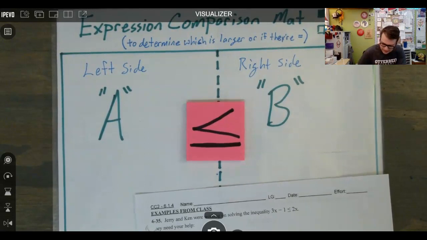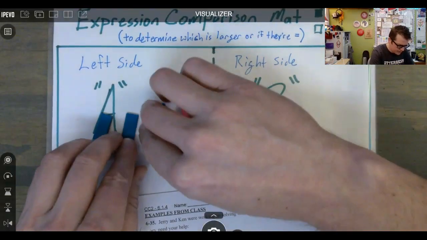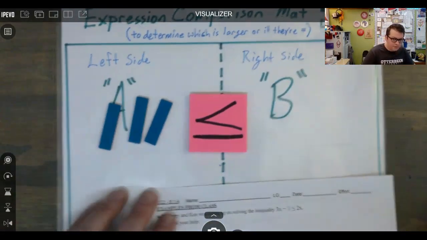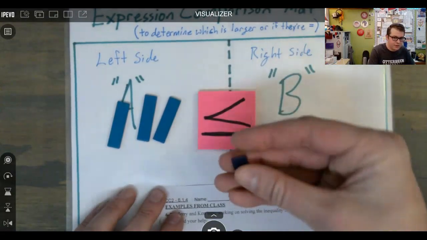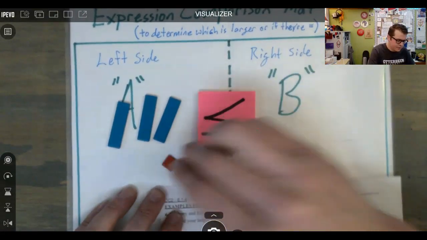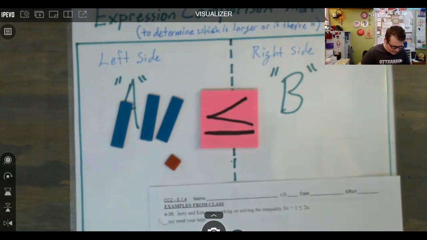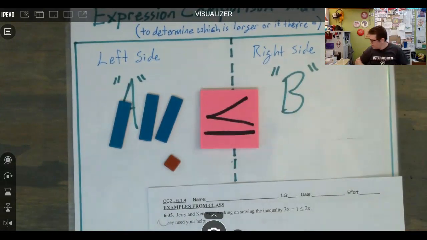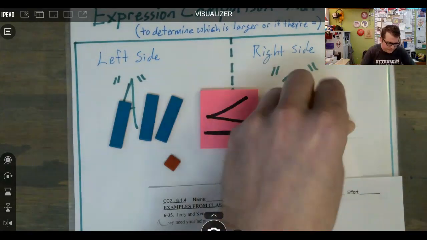So 3x, 3x's, and a negative 1. Make sure you ask yourself, which side should I be using? If it's a negative 1, we should be using the red side, right? Is less than or equal to 2x.